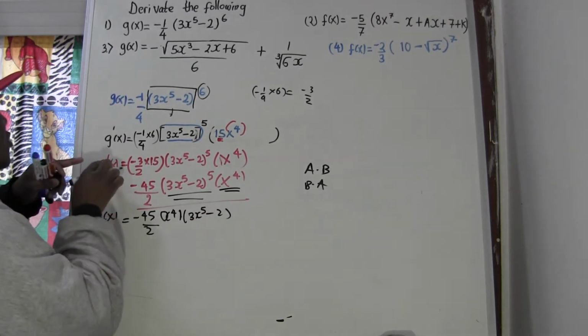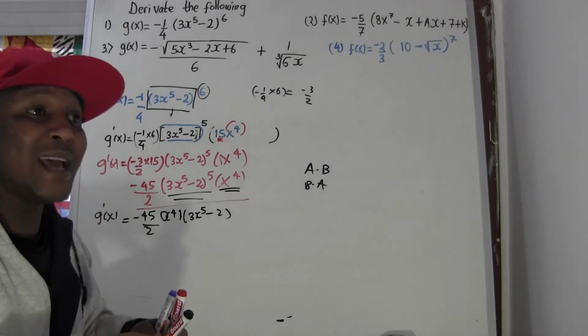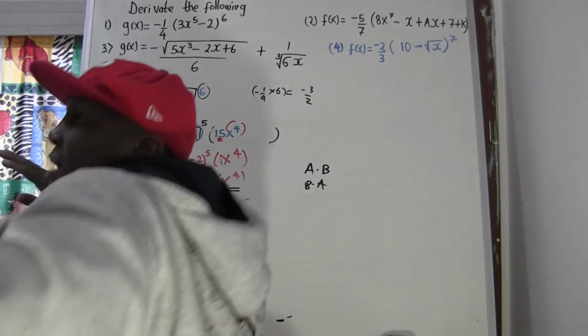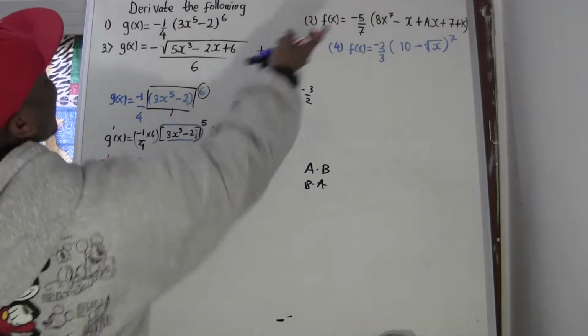This prime is what you get when you differentiate, it must become prime. Differentiate or derivate, the same thing. Now let's go to question number 2. Question number 2, they say that one right there.